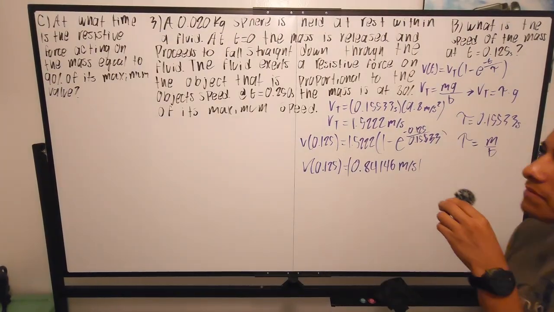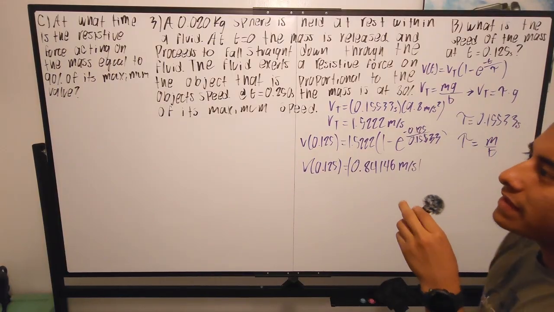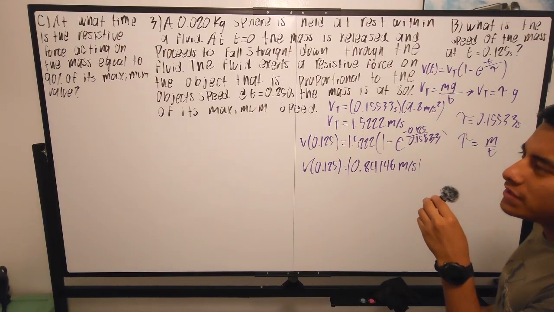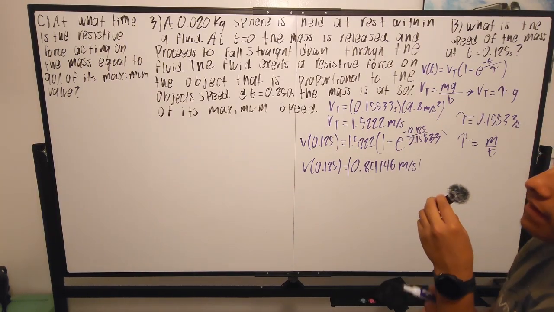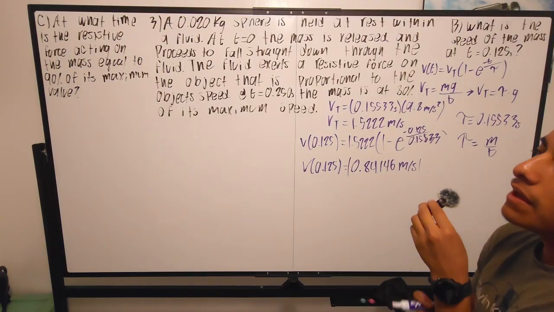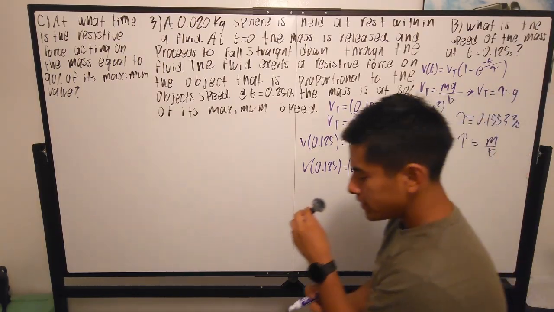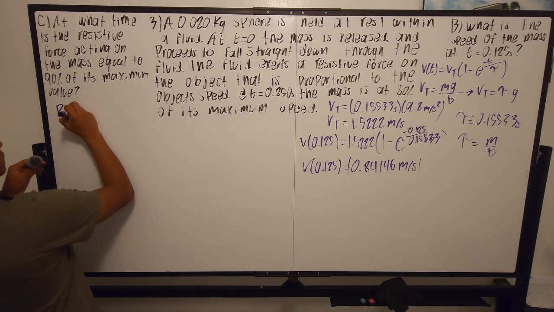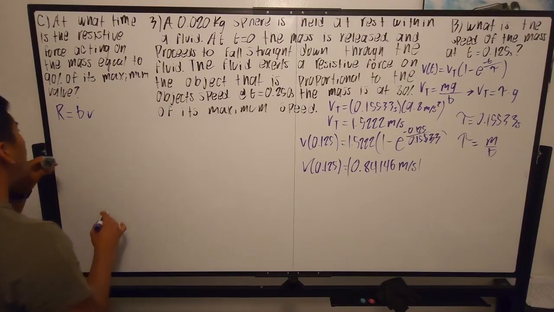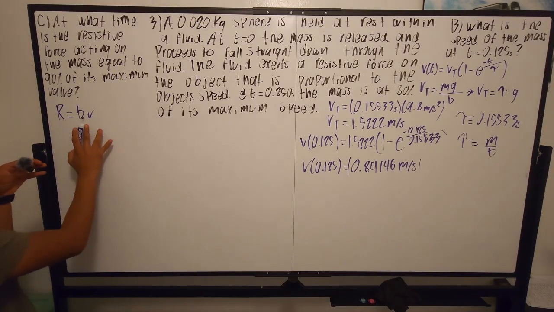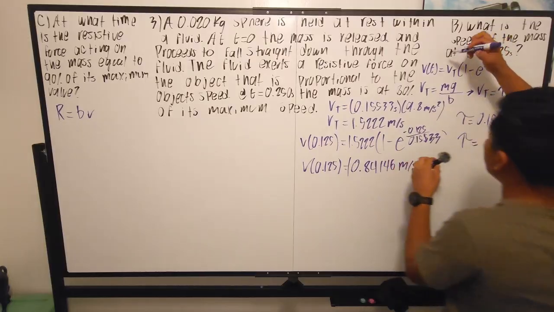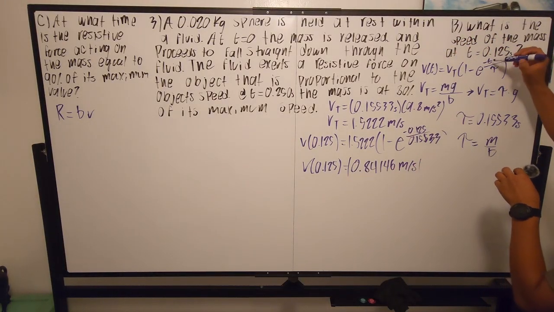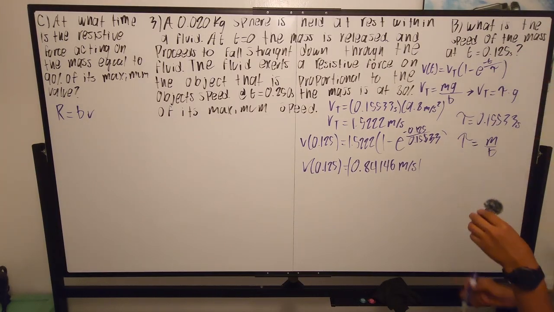All right, so the last part of this problem says, at what time is the resistive force acting on the mass equal to 90% of its maximum value? So what we have to do is relate the resistive force with time. How we're going to do that is with this formula right here. So the resistive force is going to be equal to bv, where b is a constant of proportionality and v is this thing that we have right here. V of t, this function that we have, V of t is all of that. And then we have that time right there. That's what we're going to look for.